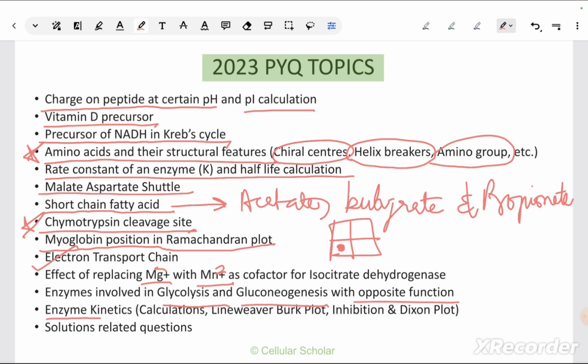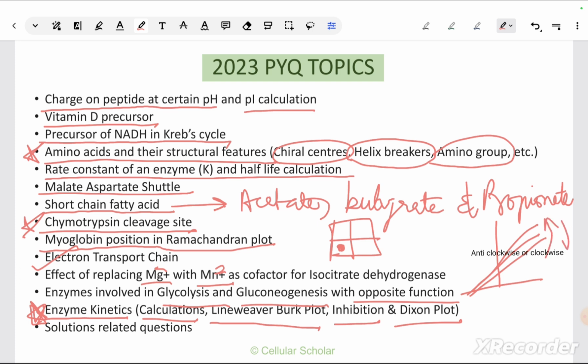Then enzyme kinetics, again very important. Many calculations are asked from this area. Also the Lineweaver-Burk plot, enzyme inhibition, Dixon plot, everything you should know. Enzyme regulation also. And in this Lineweaver-Burk plot, basically they can give you a graph and ask that if an inhibitor is added, what do you think will happen to these lines? Will they move parallelly or anti-parallelly?